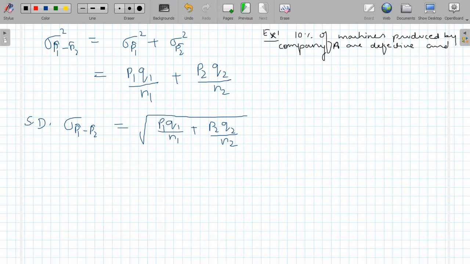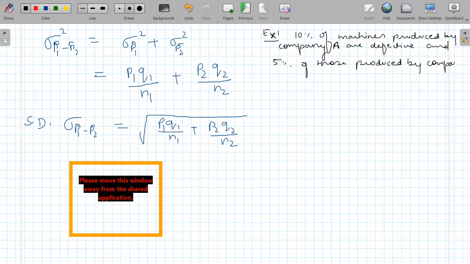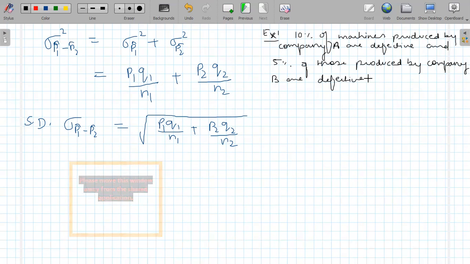and 5% of those produced by company B are defective. ठीक है, कंपनी बी जो मशीन्स प्रोड्यूस करती है उनमें 5% मशीन्स डिफेक्टिव होती हैं.